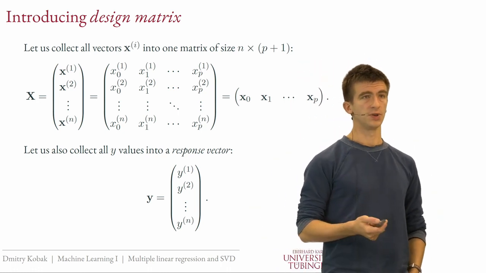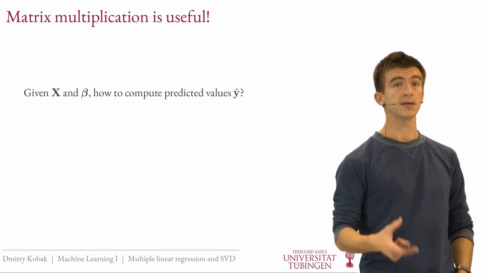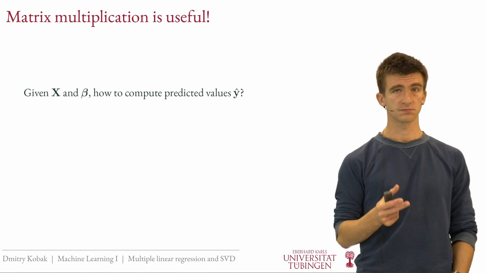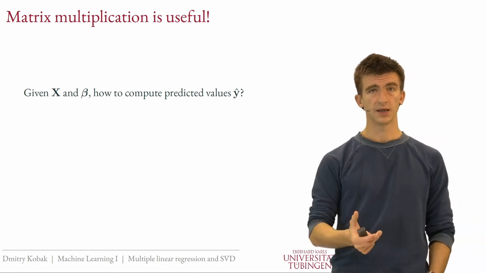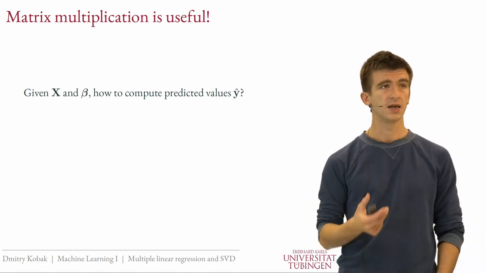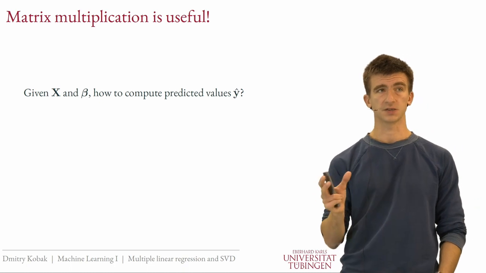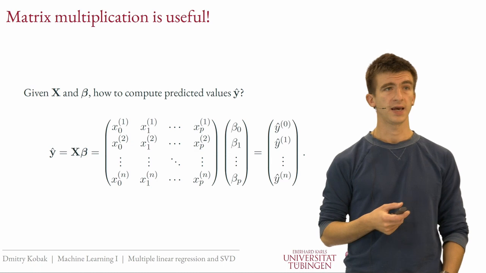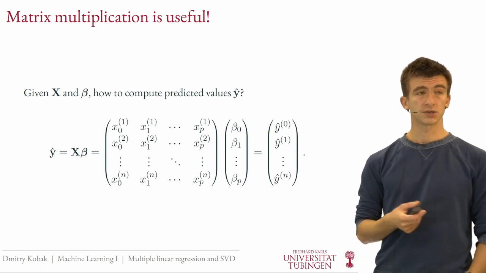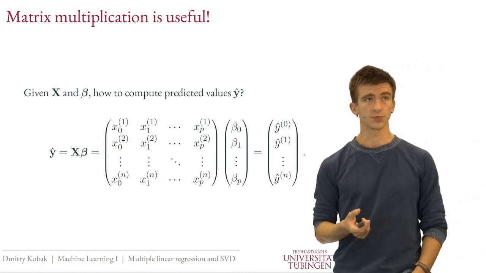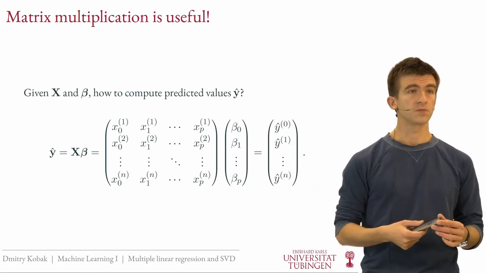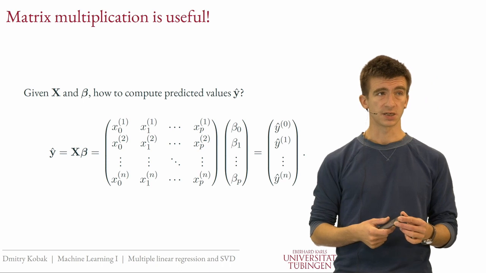Okay, so what can we do with these things? We can rewrite everything that we had before. That's what we're going to do here. If you have X, your whole predictor data set, and you have some value of beta fixed, how do you compute the predicted values y hat? Well, it turns out you just multiply X by beta, which is super convenient, which is why I say matrix multiplication is very useful here. So let's make sure that everybody understands that.